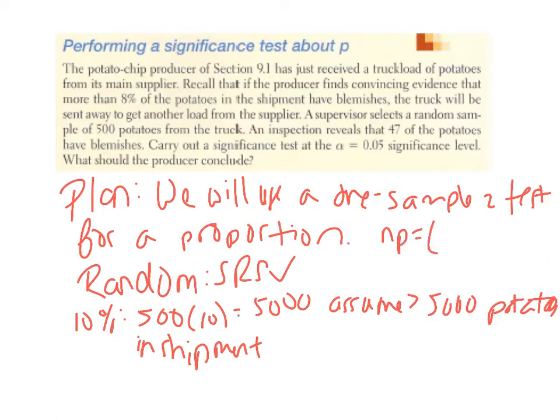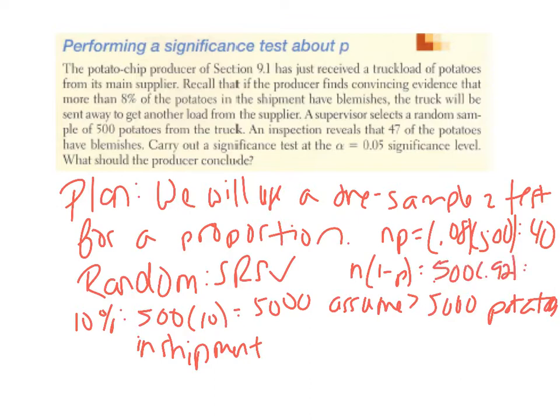So NP would be 0.08 times 500. Yes, I know those numbers are backwards. Okay, which is going to be 40. And our N times 1 minus P would be 500 times 0.92, which would give us 460. Both of those are greater than 10, so that condition is met as well. We can assume normal. Okay, so we've checked our conditions. We've told that we're using a 1 sample z-test for proportion. So now we would move on to the actual doing part.